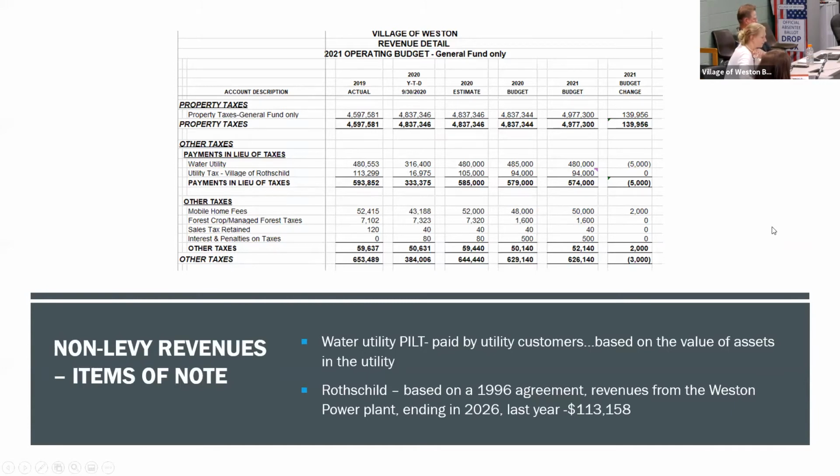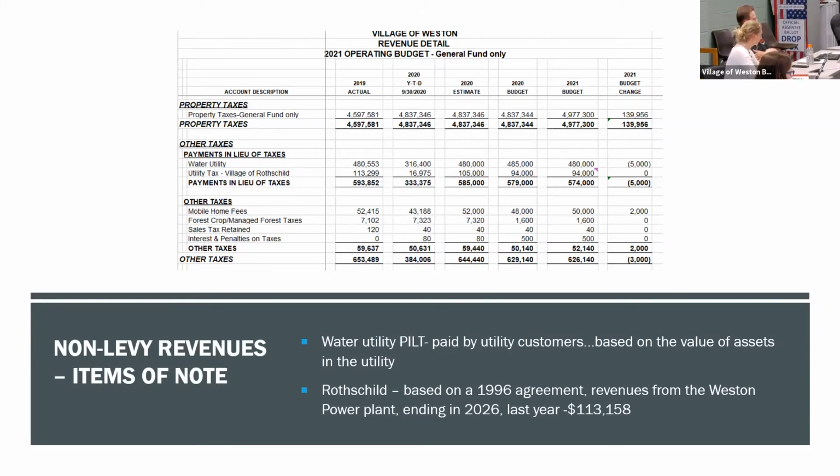So all water utility payments, part of the fee for water utility as part of your cost, when you pay the utility, in turn it gives it to the village. It's called the payment in lieu of taxes, and it's based on the value of the assets of the utility. So if the utility assets go up, the customers will have to pay a higher fee to the village.